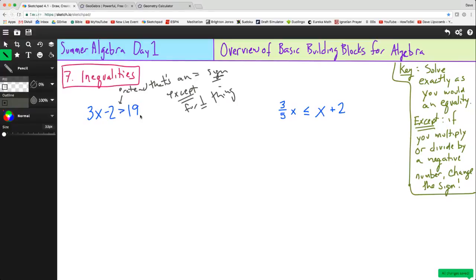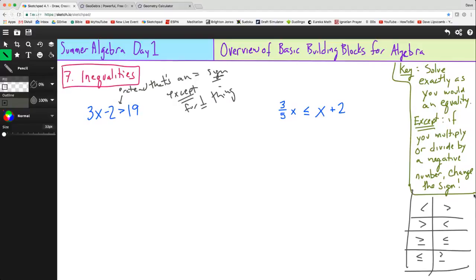Pretend it's an equal sign, except for one thing, and that's if you ever multiply or divide by a negative number, you have to flip this sign. Change less than to greater than, greater than to less than, greater than or equal to to less than or equal to, and less than or equal to to greater than or equal to. So you kind of flip this, what I call change the sign. You just flip the arrow the other way. But if it's a greater than or equal, you need to leave the equality if it has that equal sign. And if it doesn't have an equal sign, you don't add an equal sign.